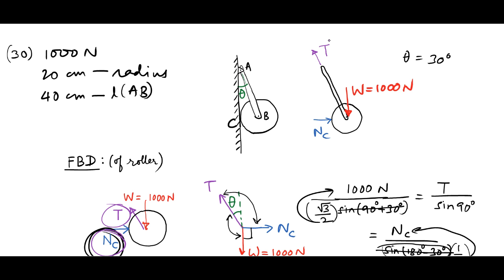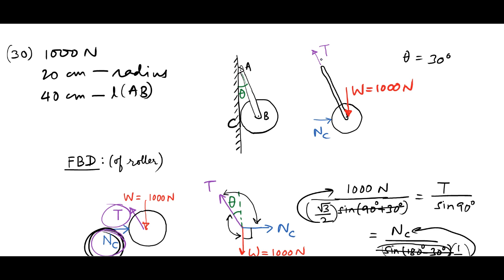Now you do not include the forces between the pin at this point and the roller because they are internal to the system. So there are exactly three forces acting on this system, and the system is in equilibrium.